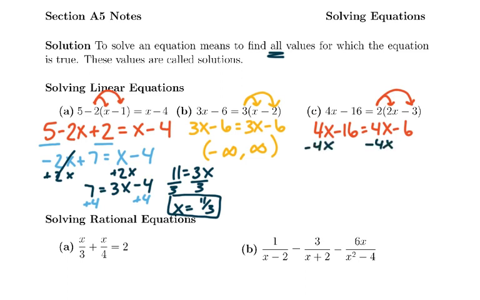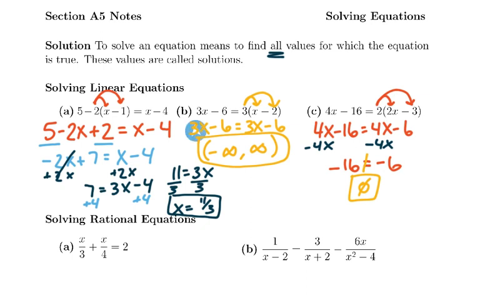But when I subtract 4x on the left-hand side, I'm left with 0 minus 16, which is negative 16. And on the right-hand side, I'm left with 0, or 0x. 0 times anything will just be 0. 0 minus 6 is negative 6. This is a false statement. This is never true. So there is no real solution to this problem. This is called a contradiction.